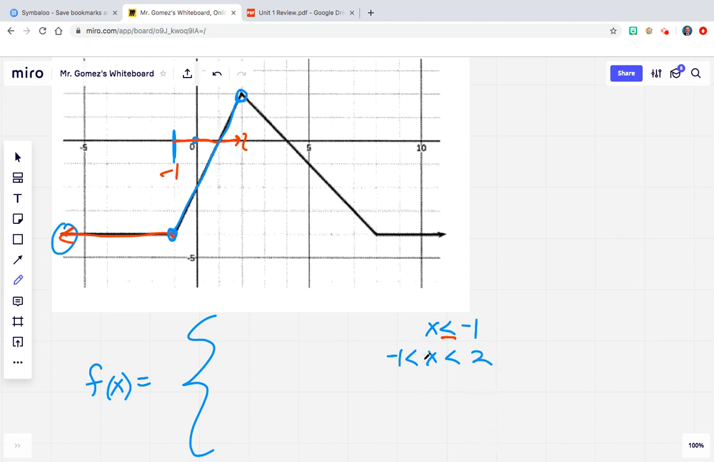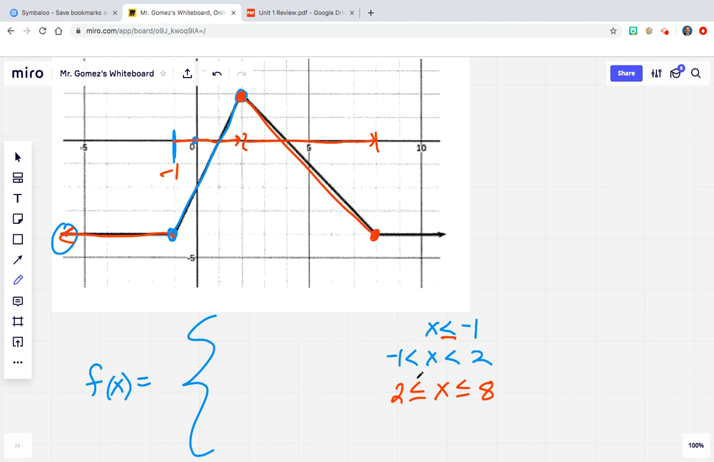And then for this third piece, I'm going to close it for the third piece because I have to close it for one of them. Remember, I just can't close it for both. I'm going to say that it's existing between 2 all the way to what looks like 8. So I'm going to choose just to close it. So from 2 all the way to 8, so to be closed.